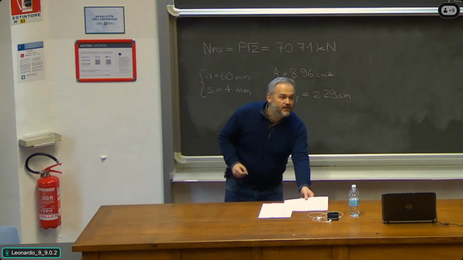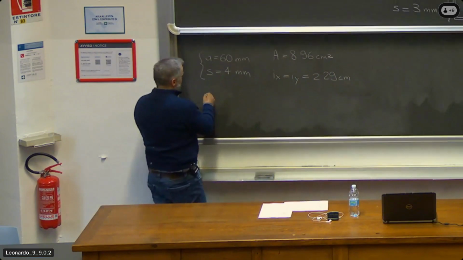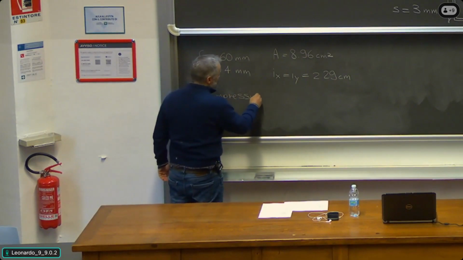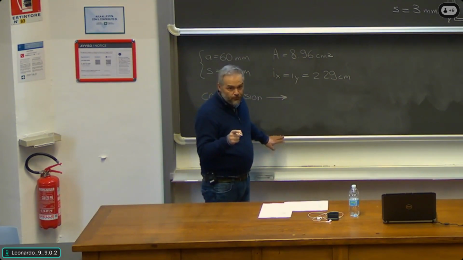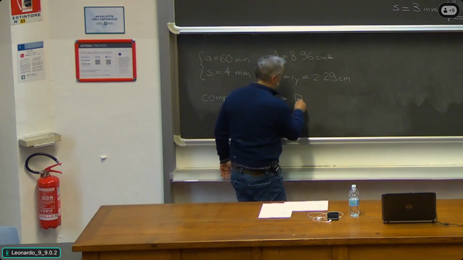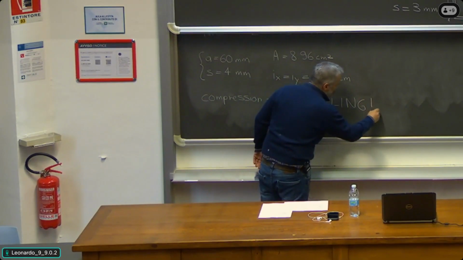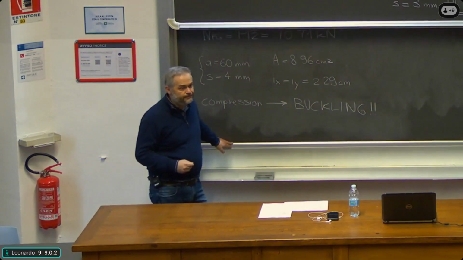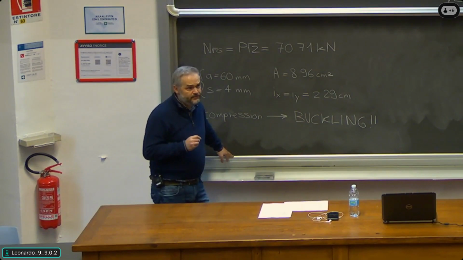Now the member is in compression, and as we stressed a lot during the classes, compression means second order effects, which means prone to buckling. So this should be a big warning, and I will write it here with an exclamation mark or 2 exclamation marks, which means pay attention to what you do. But in case of checking, it's quite easy to perform the task because everything is given.